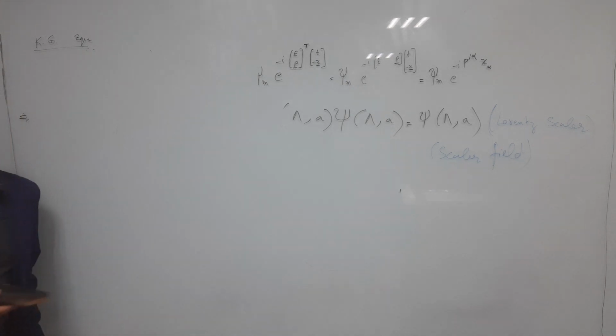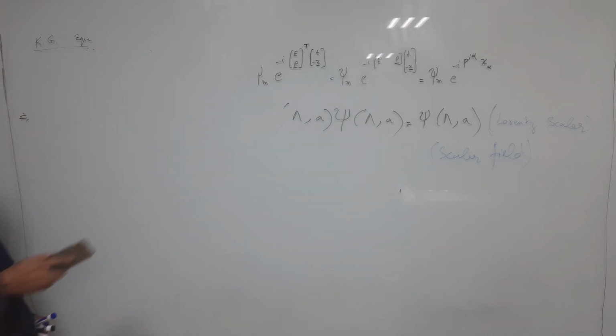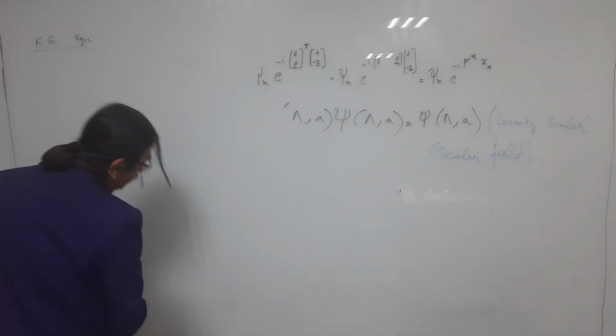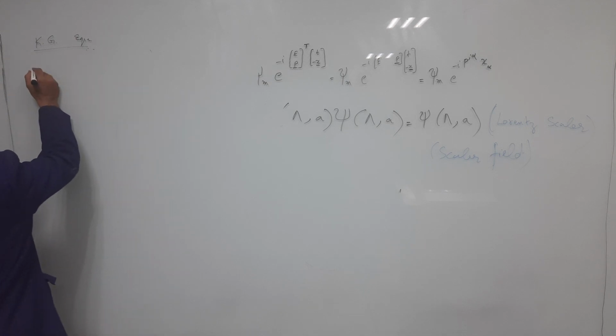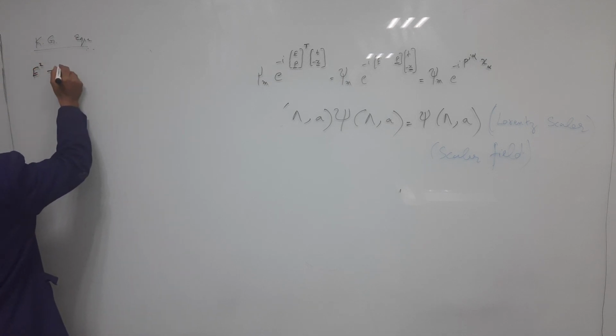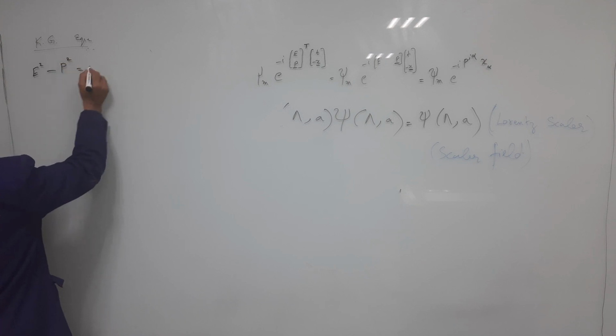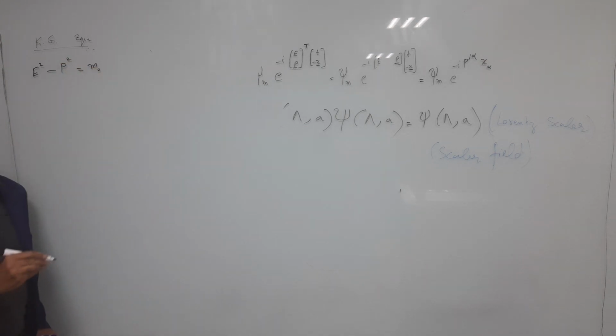This is also a Lorentz scalar. Okay, this equation is also a Lorentz scalar. So you have E square minus P square equal to M naught square, where M naught is the rest mass.